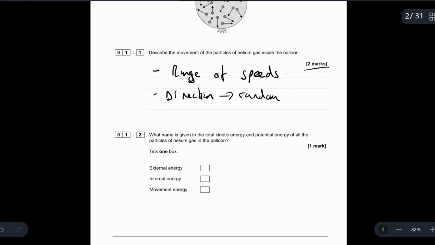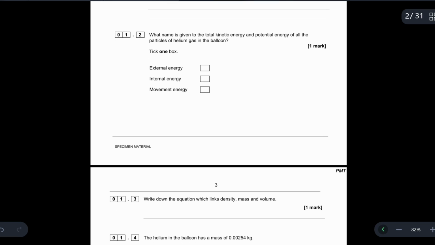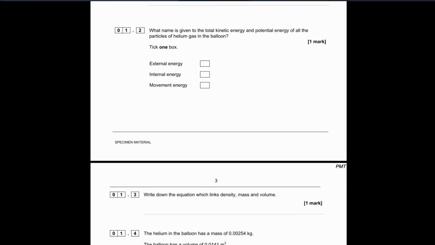For the next question then, what name is given to the total kinetic energy and potential energy of all the particles of helium gas in the balloon? And so this one is a multiple choice question. We've got options of external energy, internal energy, and movement energy. And so the kinetic and potential energy within a substance is called the internal energy. So you've got to tick that box.